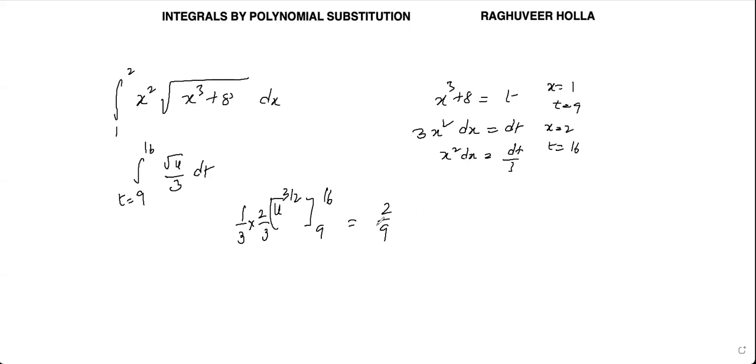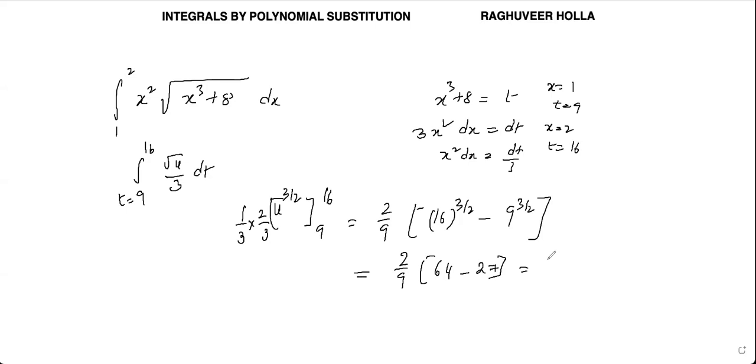Now this will be 16 to the power of 3 by 2 minus 9 to the power of 3 by 2. Now when you simplify it, as 2 by 9 times (64 minus 27), this is 74 by 9, which is equal to 8.22 and so on. So this will be the answer.